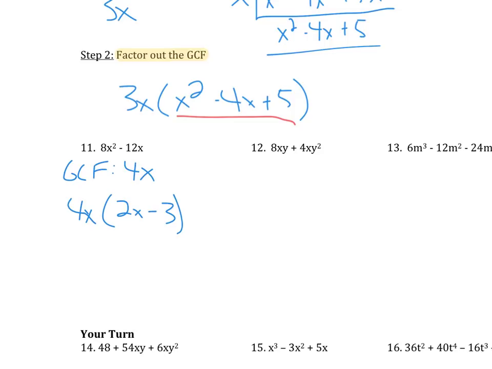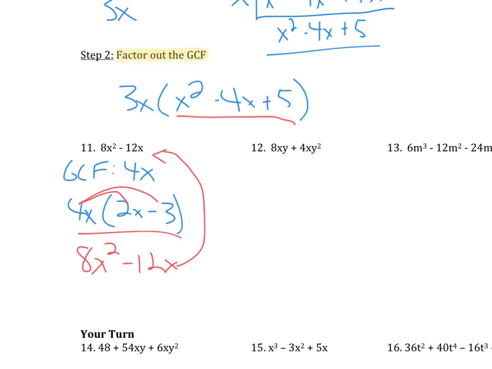So previously you were given this problem and we distribute 4x times 2x. 4 times 2 is 8. X times x, we add our exponents, and that's 8x squared. Multiply in 4 times negative 3 is a negative 12. And then we just have the x, which is that there.